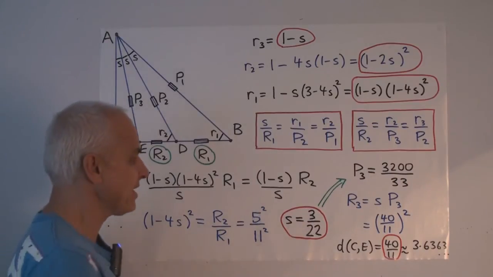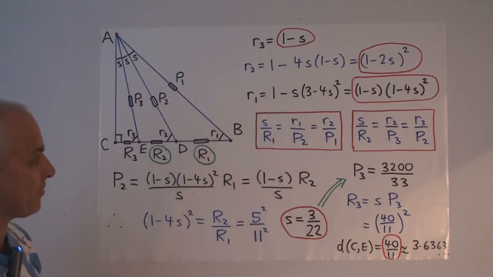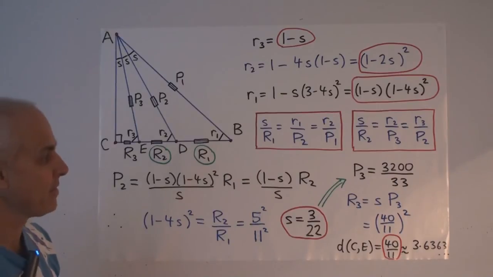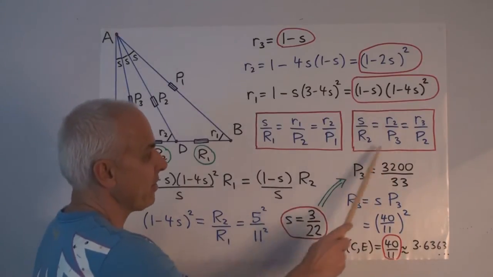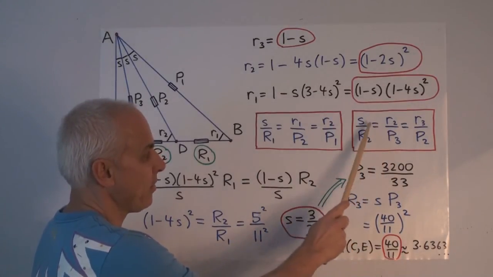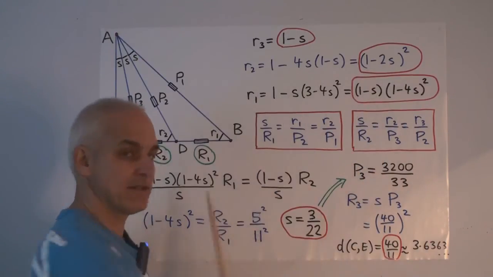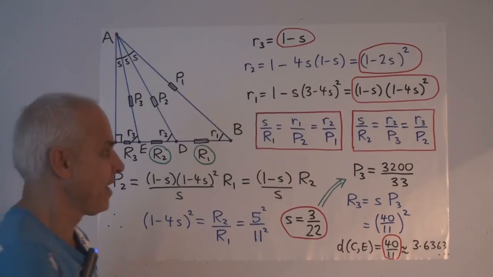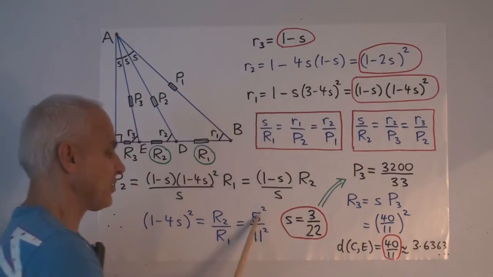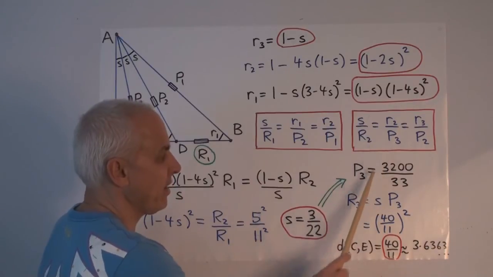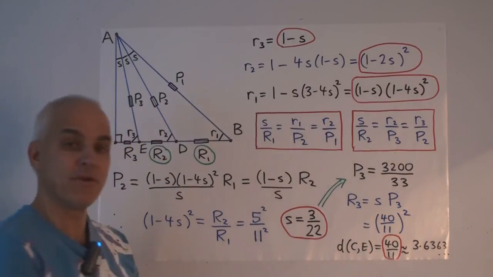Okay, once we know what S is, then we're in a happy situation because we can solve for P3. How do we do that? Well, from this equation here, there's P3. If we know now what S is, we know what R2 is because it's given by this expression in terms of S. We know what R2 is, that's just 5 squared. So we can solve this for P3, and that's what we get, 3200 over 33.